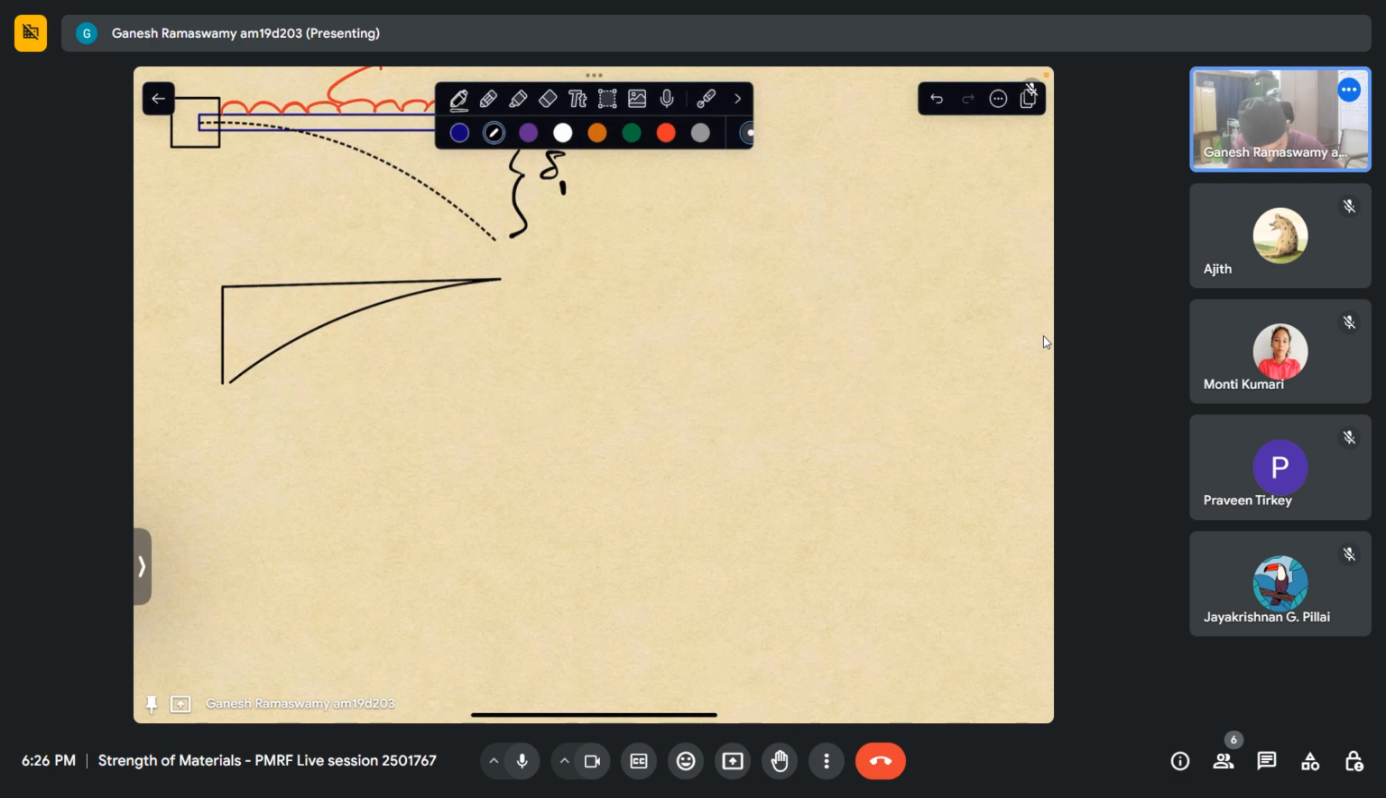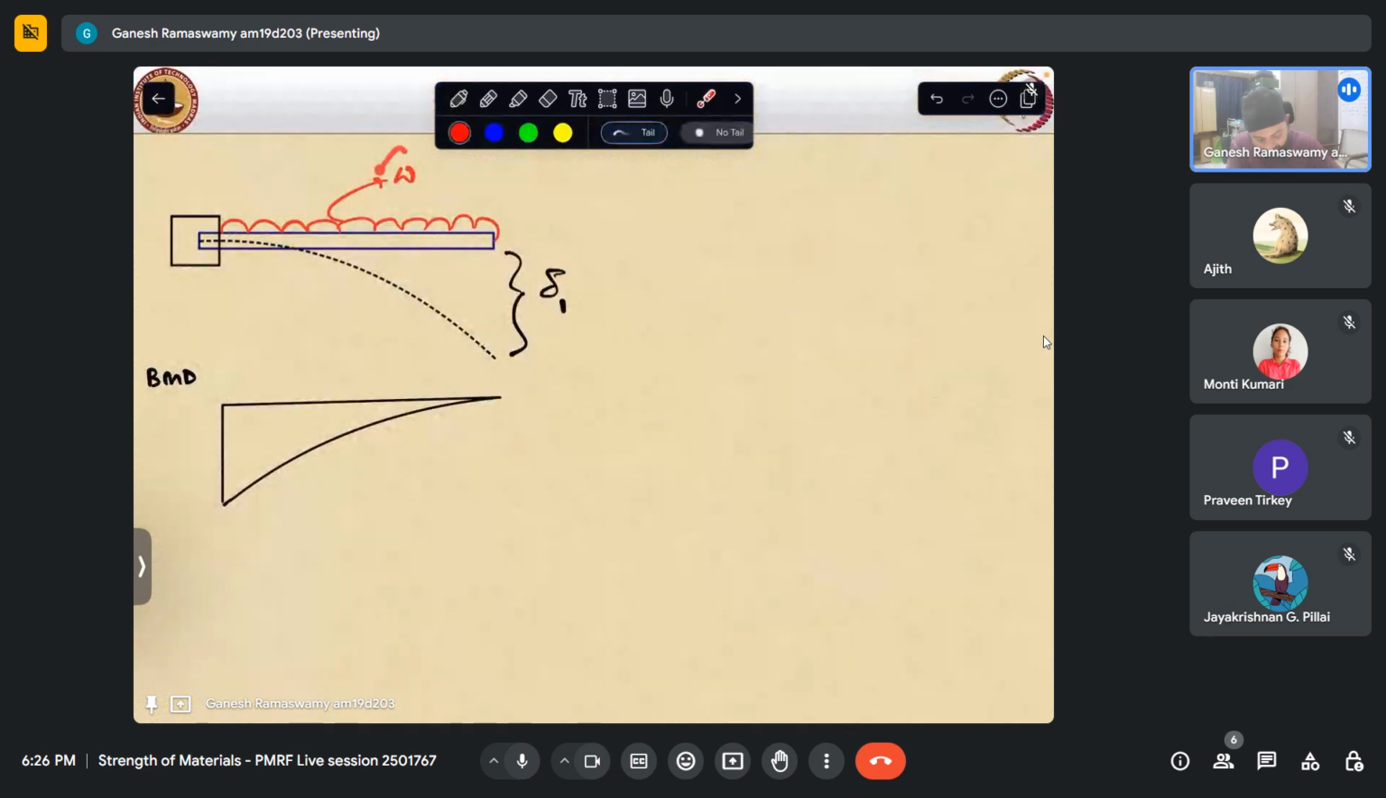So this is my bending moment diagram. So this is MB at the free end. Now I know if this is W and this is L, what will this quantity be? It will be WL into L by 2. So WL squared by 2.